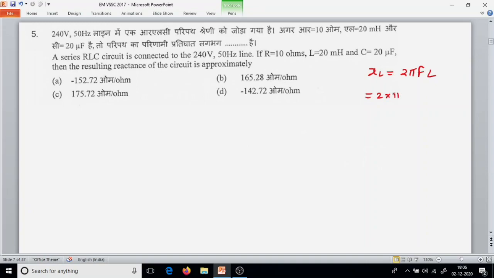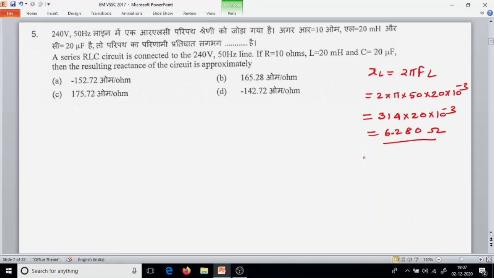2 pi, what is the frequency? 50, into L. L equal to 20 millihenry, that is 20 into 10 to the power minus 3. Now first 2 into 50, 100. 100 into 3.14, 314, multiplied by 20 into 10 to the power minus 3. So it comes to 6280, 6.28 ohms.